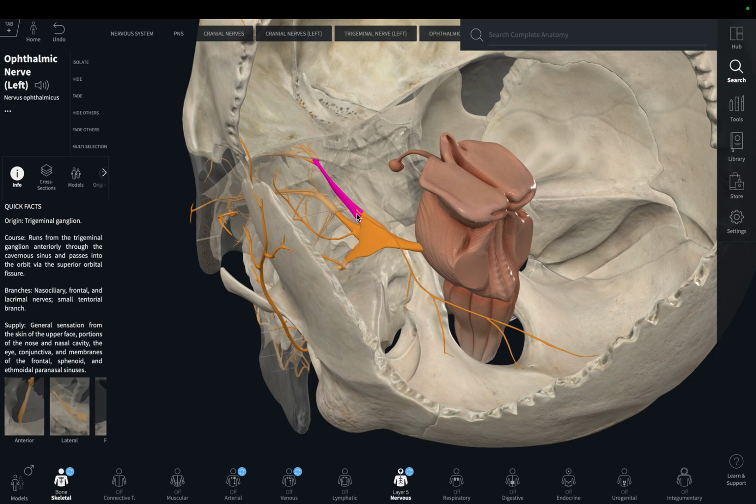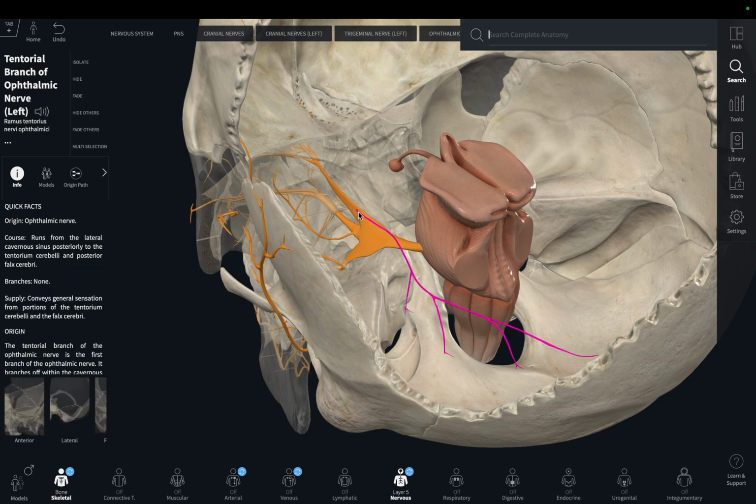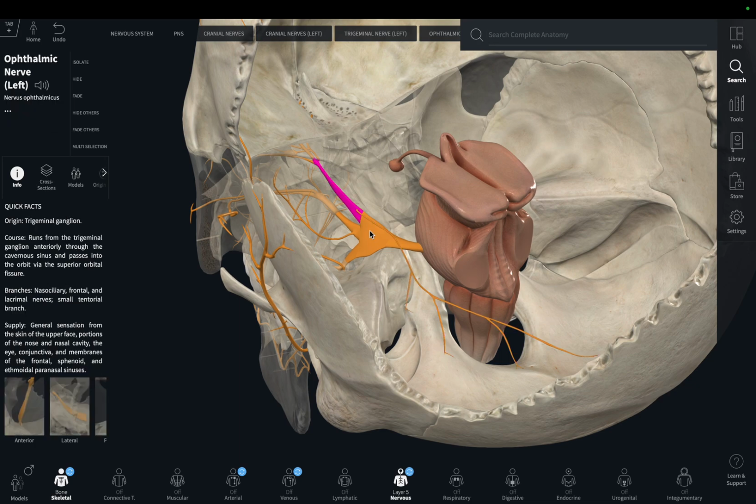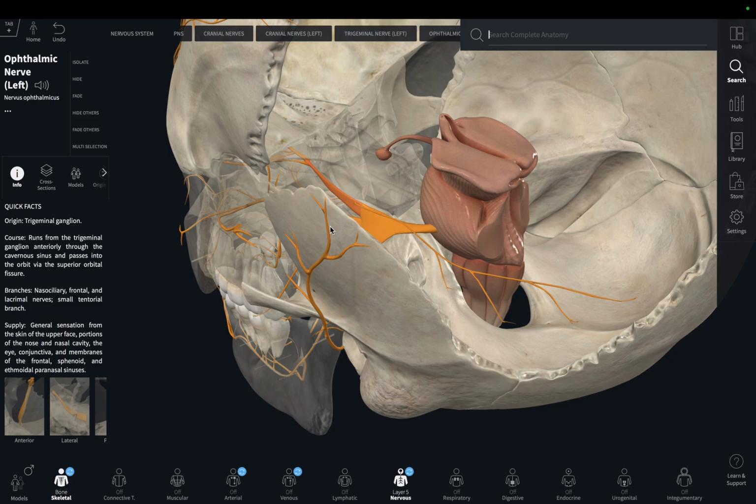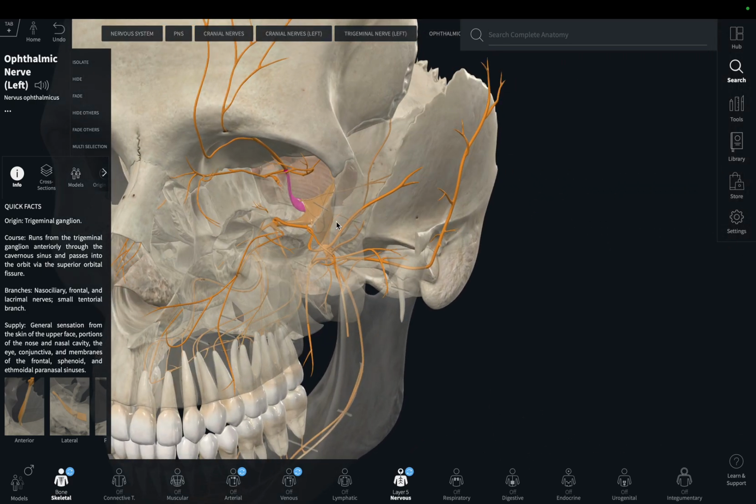Before exiting the skull, the ophthalmic division sends a branch backwards known as the tentorial branch, which supplies general sensation from portions of the tentorium cerebelli and the falx cerebri. It then exits the skull through the superior orbital fissure to supply most of the orbit and the forehead region above the eyes. We'll look at it from this side.